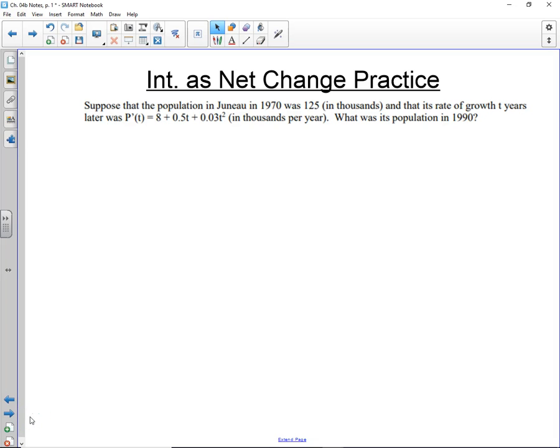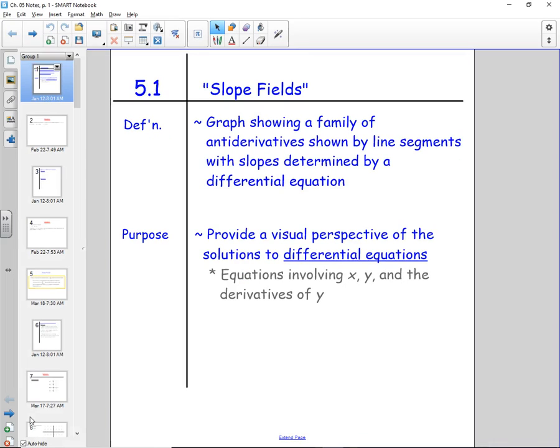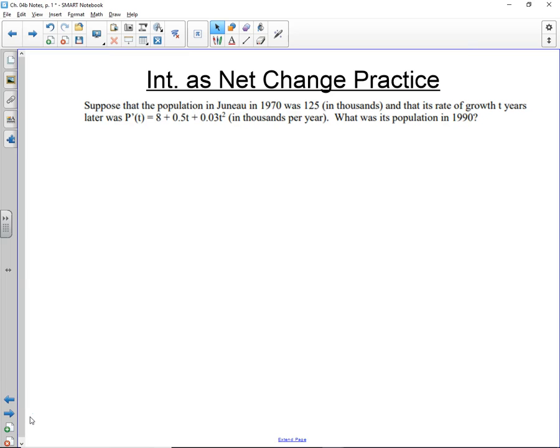Alright, kiddos, so I had you taking notes on chapter 5.1. Anybody who's gone, you might want to pause and write down that page of notes to get ready, because we're going to go fast once we get there. But right now, in the back of your spirals, integration as net change practice. Ready, set, and go. You may work in your groups, you may collaborate.